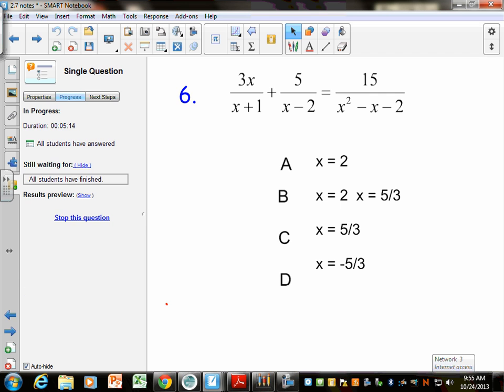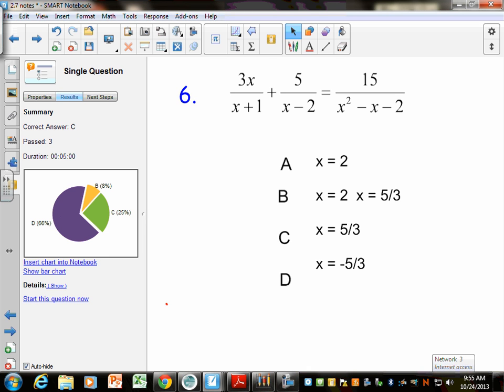So then, 66% of you said D is the right answer. 8%, I think that's one person, said B is the right answer. And 25% said C is the right answer.